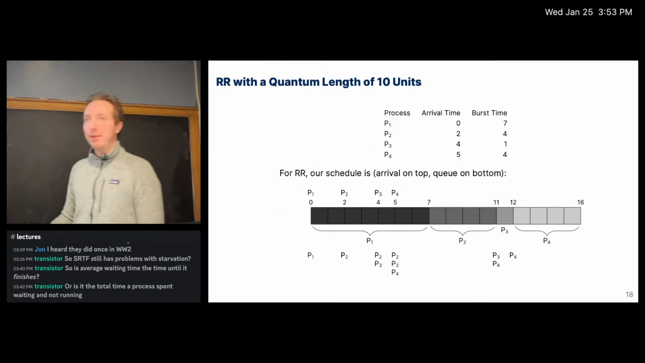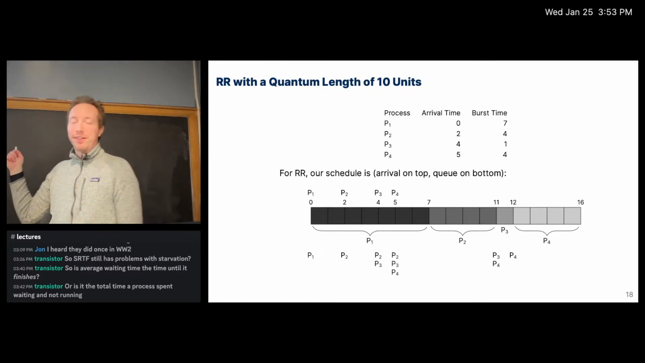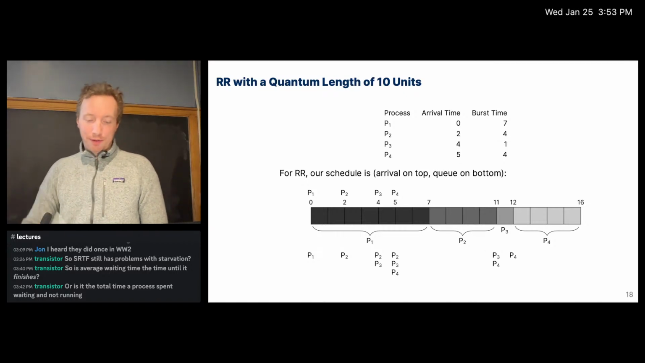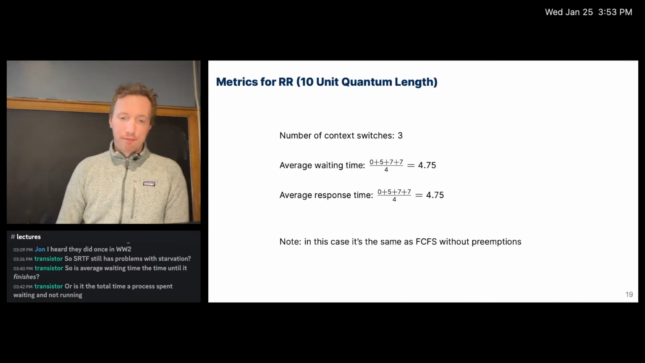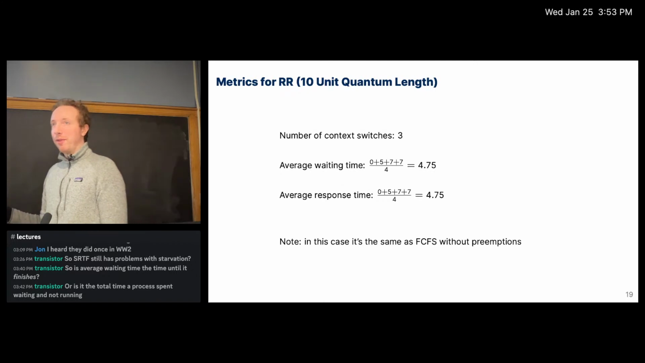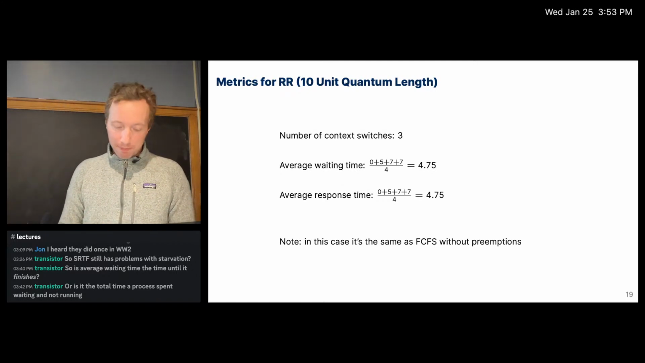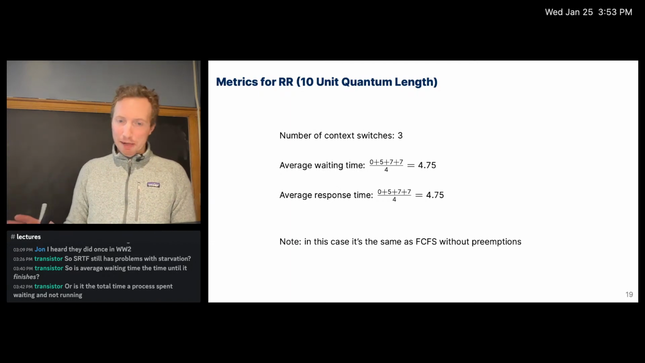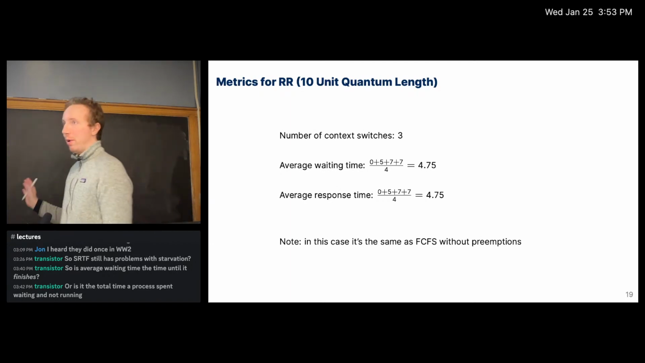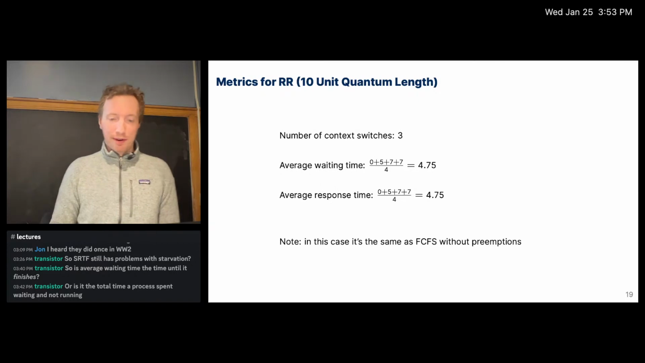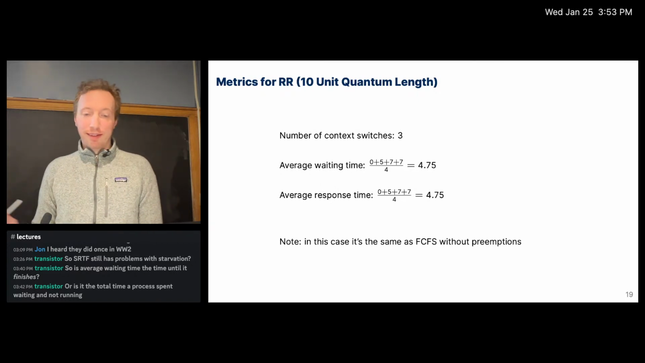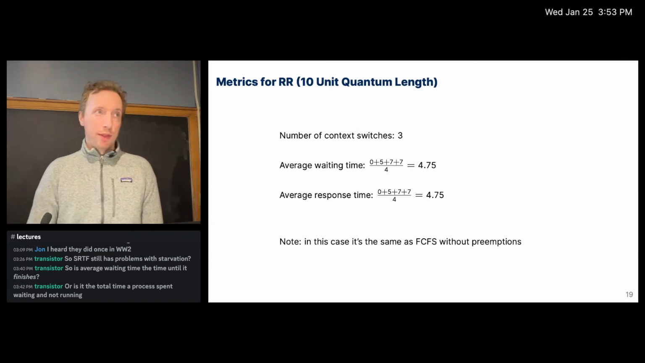So you could do it again with 10 units, but at 10 units, that's longer than anything, so it becomes first come, first serve. And you can see the number of context switches is way down because we only switched 3 times. Our average waiting time actually improved a bit, but our response time went way up. And this is the same case as first come, first serve without preemption.